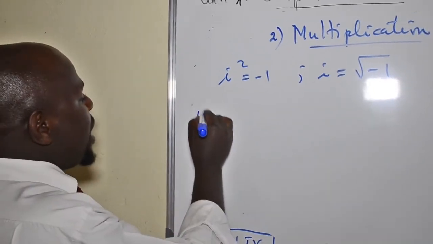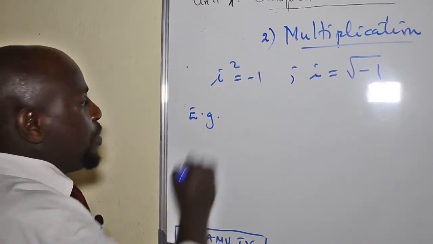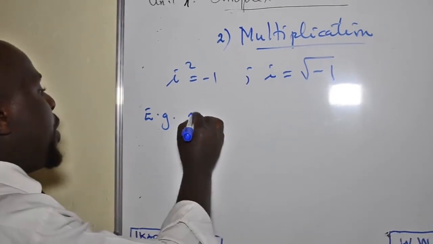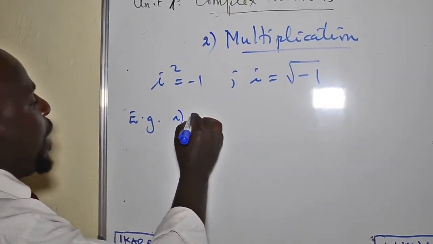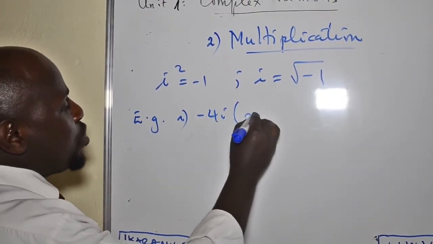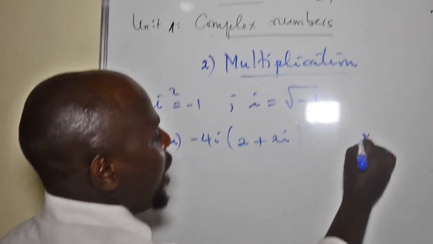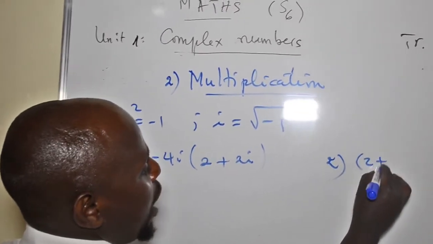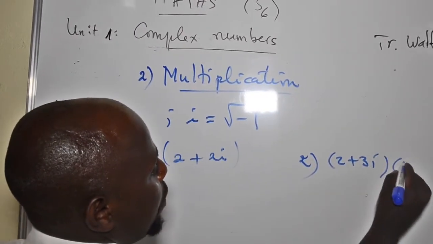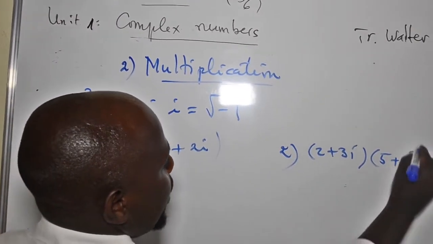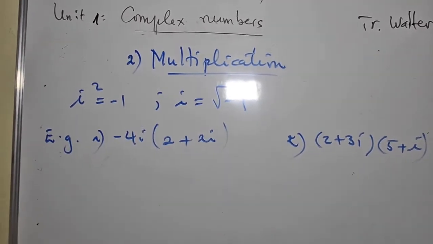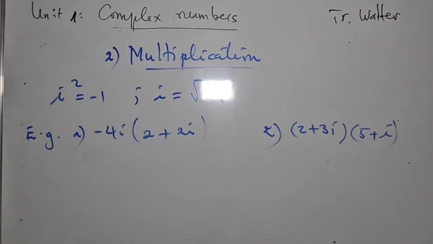So as an example about multiplication, if we immediately go to the step, example number 1, we shall multiply negative 4i times 2 plus 2i, and we shall do another second example here, which will be 2 plus 3i times 5 plus i. So these two examples will serve us best.